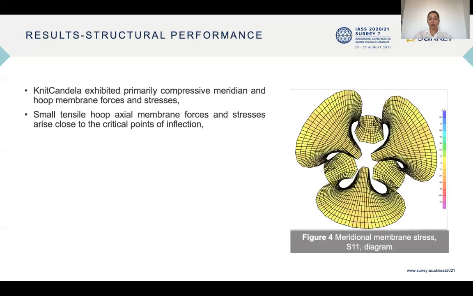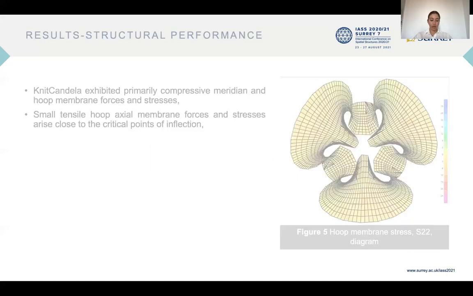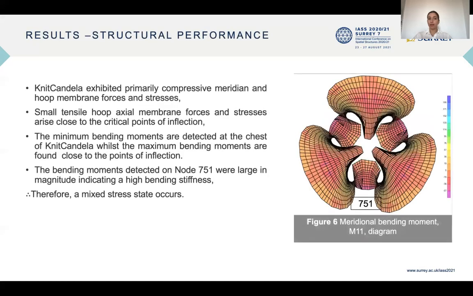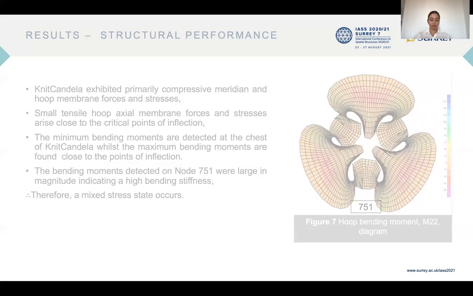In terms of the structural performance of KnitCandela, KnitCandela exhibited primarily compressive meridian and hoop membrane forces and stresses. Small tensile axial membrane forces and stresses also arise close to the critical points of inflection. The minimum bending moments are detected at the chest of KnitCandela, whilst the maximum bending moments are found close to the point of inflection. The bending moments detected on node 751 were large in magnitude, indicating a high bending stiffness. Therefore, a mixed stress state occurs.